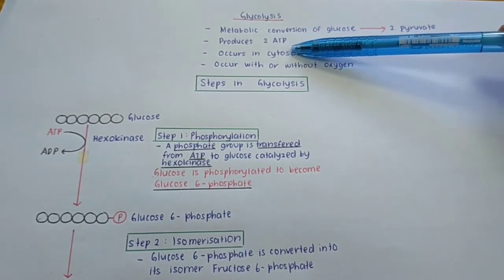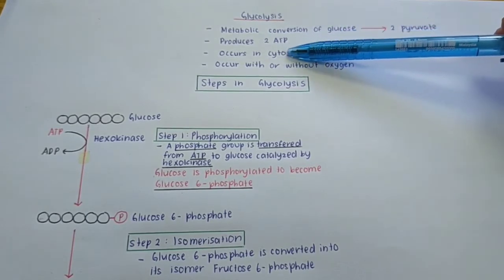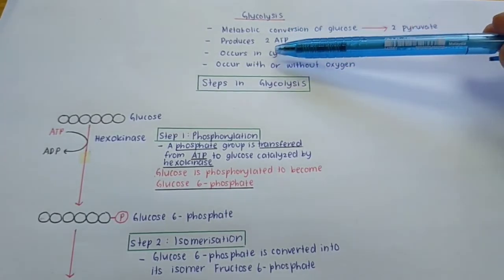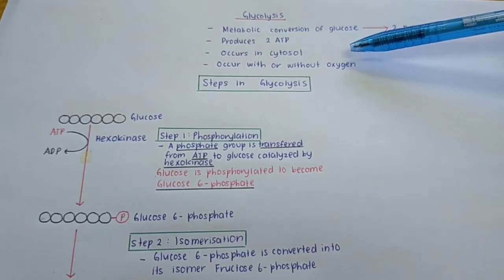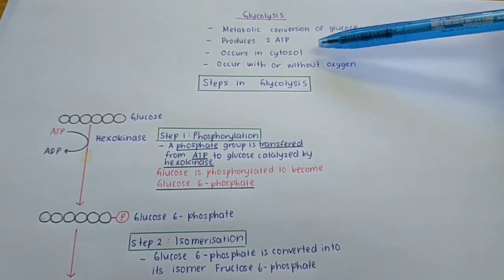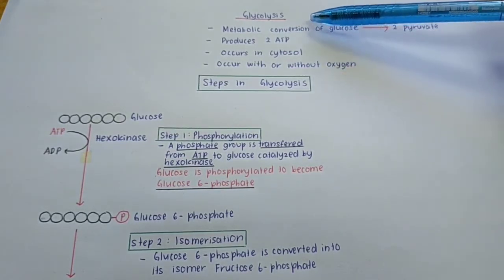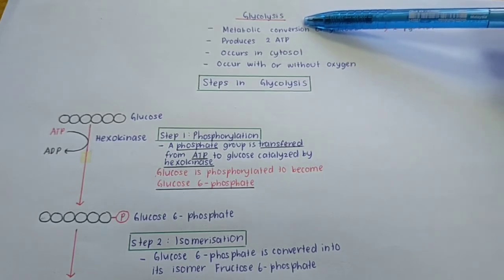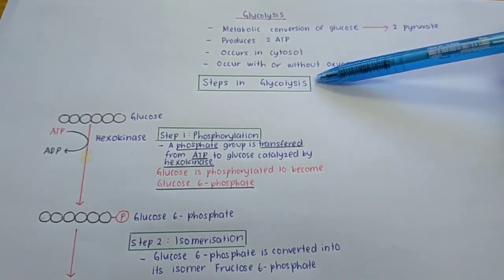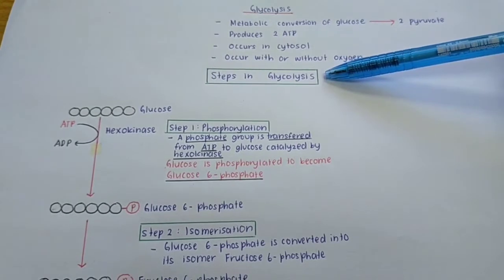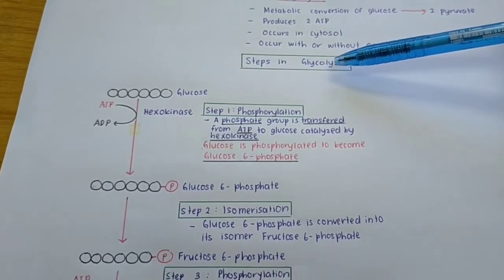And also glycolysis occurs in the cytosol. So glycolysis can occur with or without oxygen. So that means kalau dalam keadaan ada oksigen dan juga tiada oksigen, first process yang akan berlaku adalah glycolysis. Okay, so now we look at the steps in glycolysis. There are 10 steps in glycolysis, so we look at them one by one.